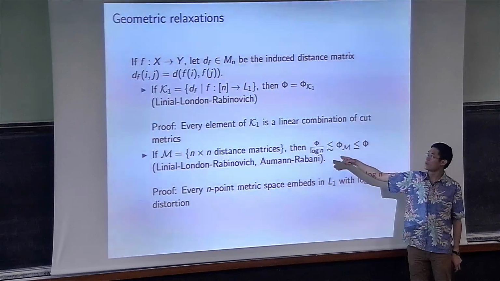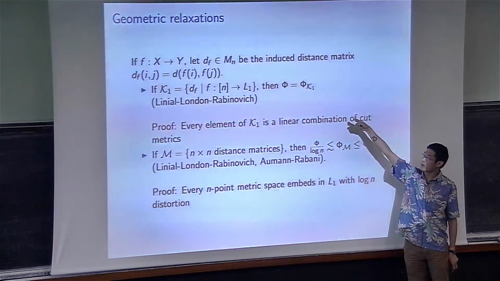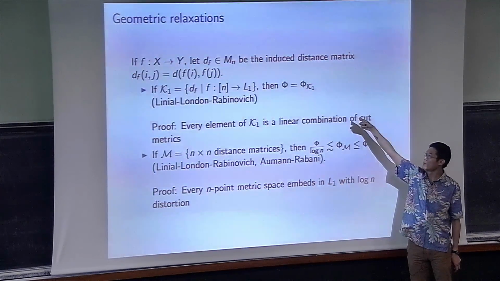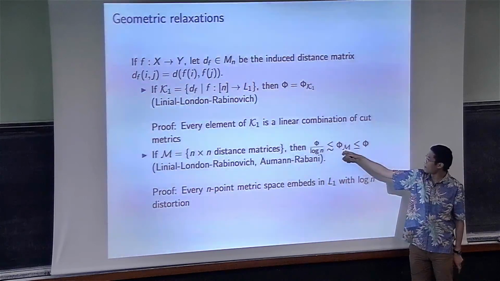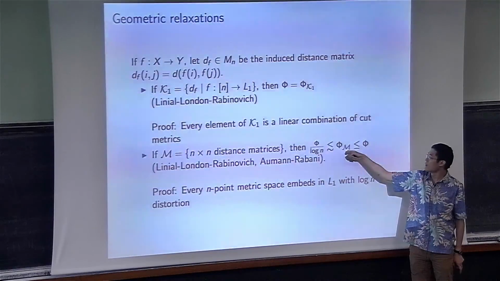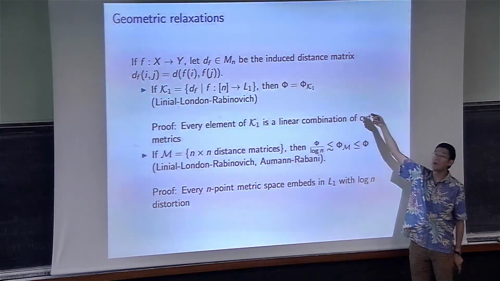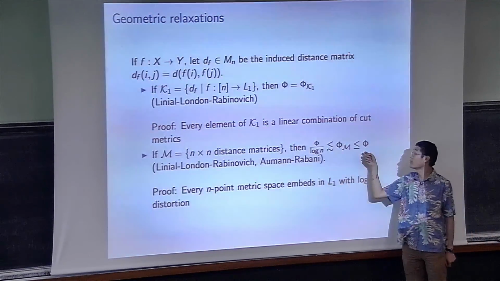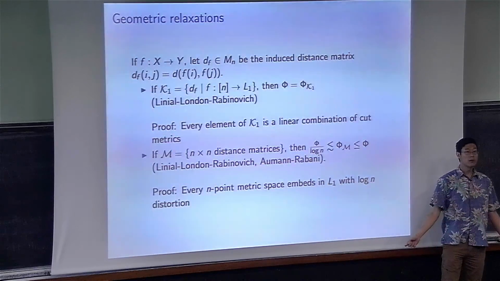So every element of M is within a logarithmic factor of some element of K1. And so that means that the sparsity of any element of M is within a logarithmic factor of the sparsity of some element of K1. And so we have this logarithmic bound. Is this okay so far?